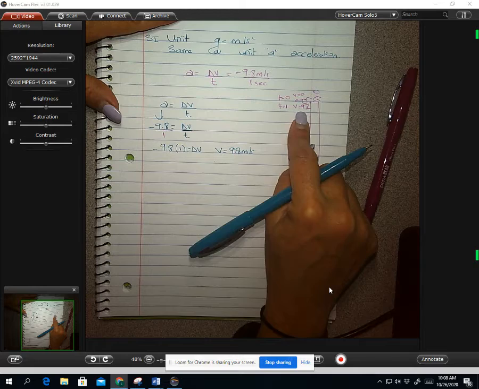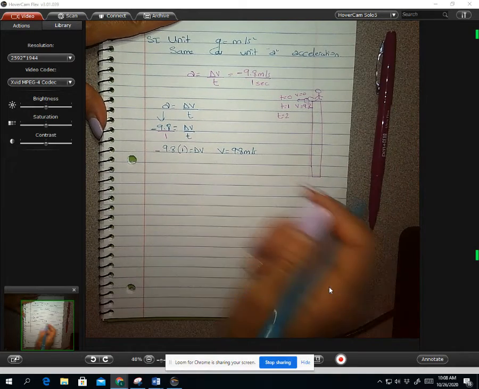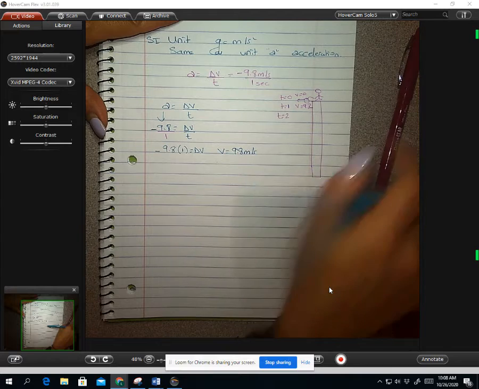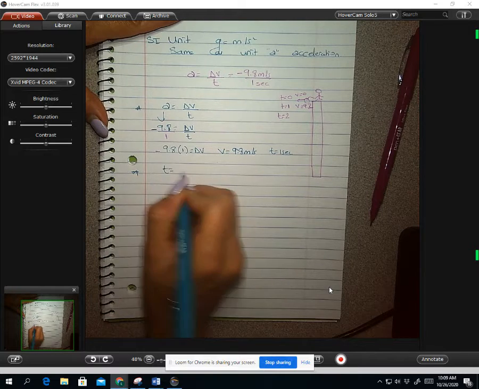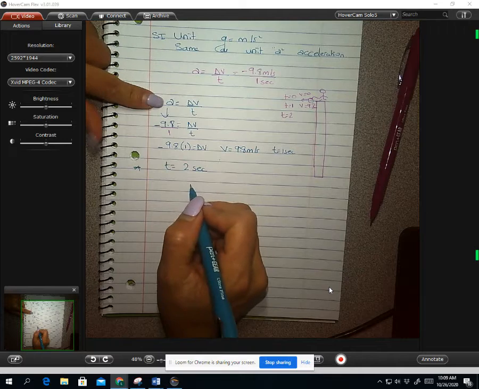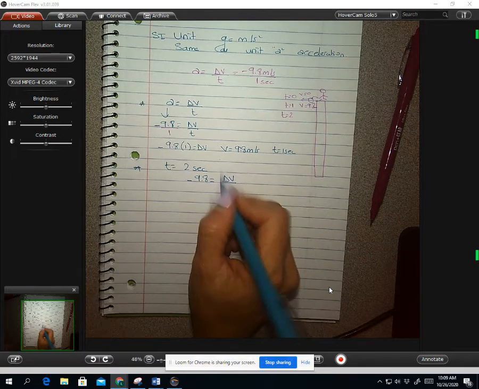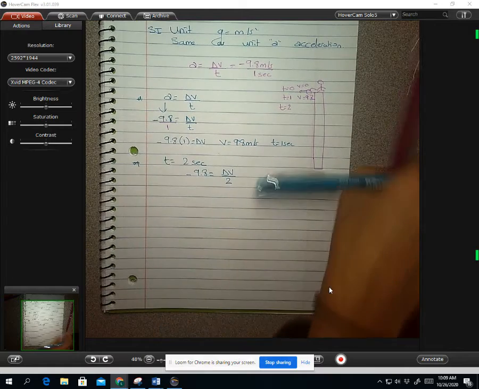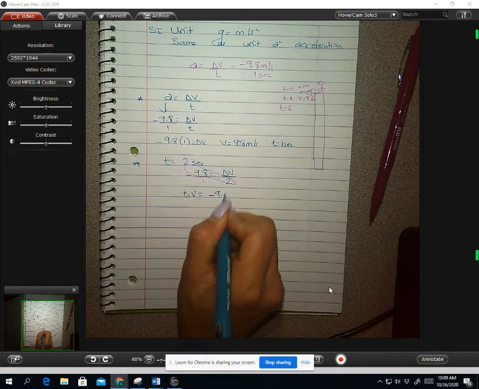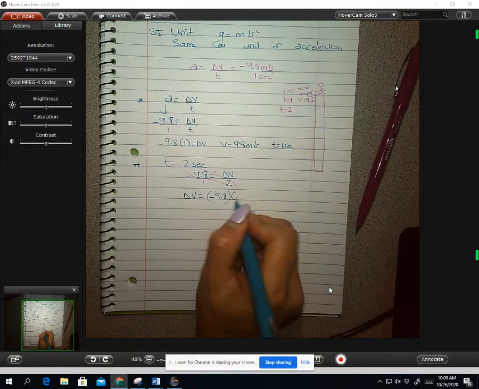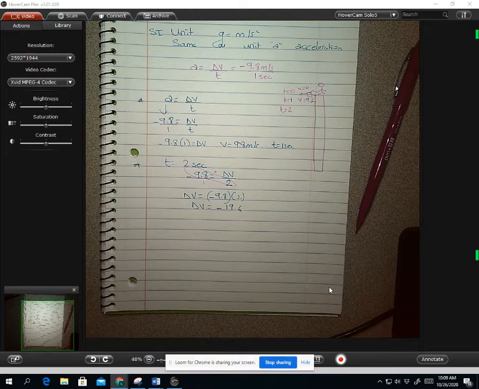Okay? So what if the t was 2 seconds? So let's do this. 1t is 1 second. So now t is 2 seconds, what happened here? The acceleration is the same, negative 9.8. I'm looking for the velocity, and the time is 2. So again, we're going to cross multiply. So we're going to get delta V is negative 9.8 times 2. So delta V is 19.6, which is going to go right here.